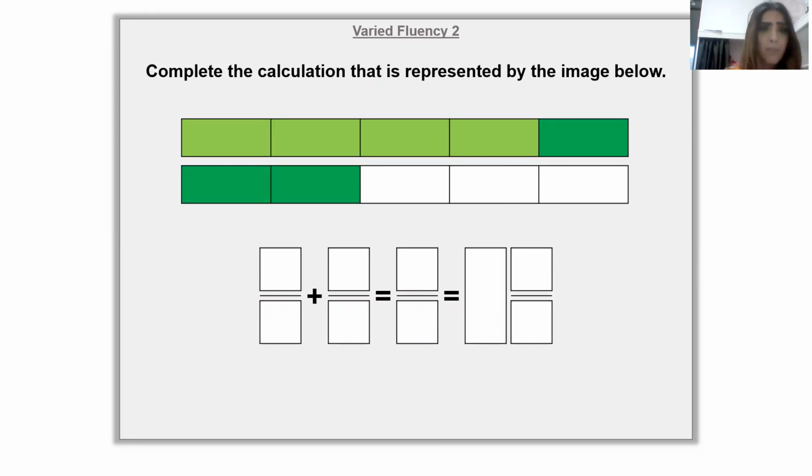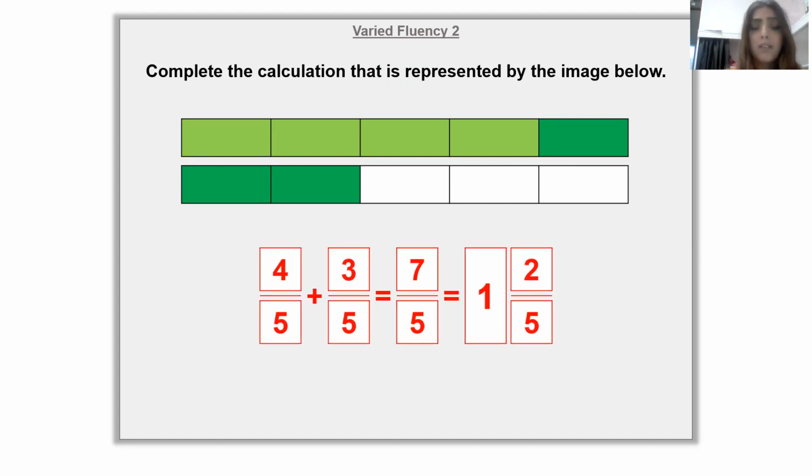Right, so we're going to complete the calculation that is represented by the image below. So I want you to count how many squares there are in total. So there's 1, 2, 3, 4, 5. So they're in fifths. Look at the different colors. So what would be the first fraction represented? Count them, the light green ones. That's right, so it is 4/5.